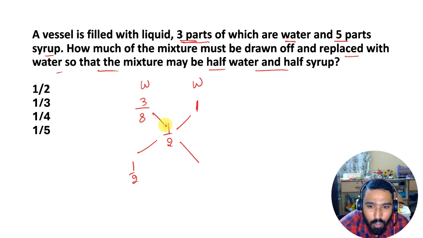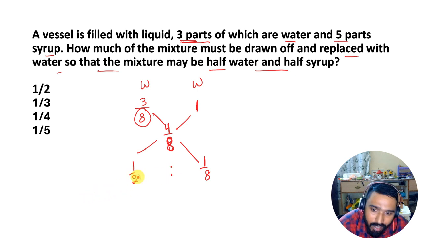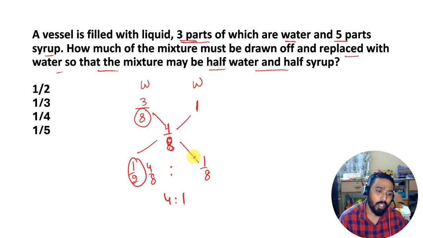Whenever you are not sure, make the denominator the same. How can you make the denominator the same? Instead of 1/2, write it as 4/8. 4/8 minus 3/8 becomes 1/8. Now I need to find the ratio between these two. Again the same thing, instead of this I will write it as 4/8. What is the ratio between these two? 4:1. Correct? The ratio is 4:1.